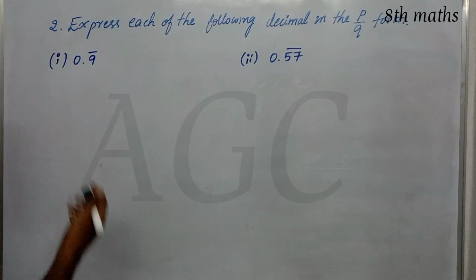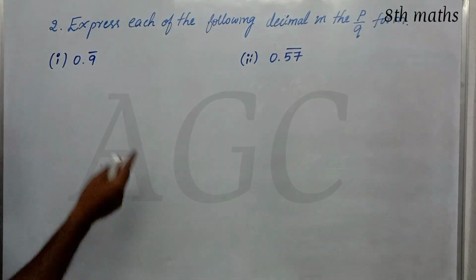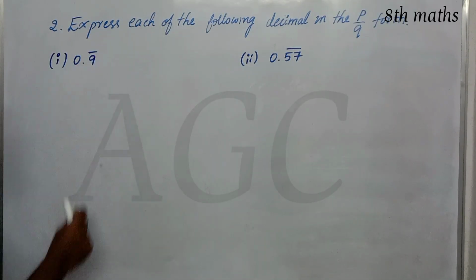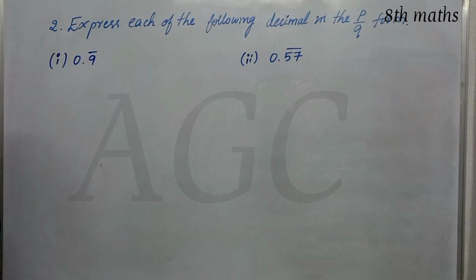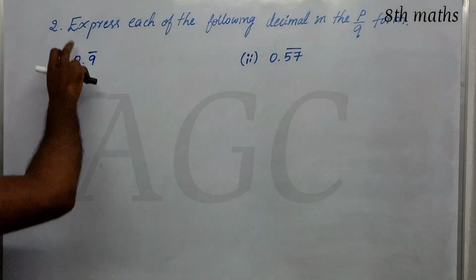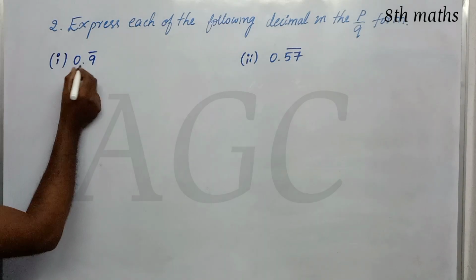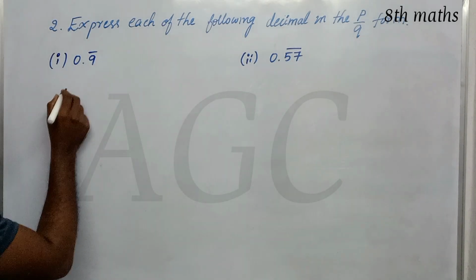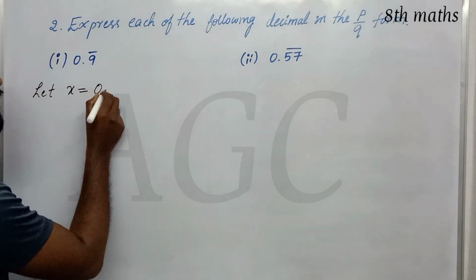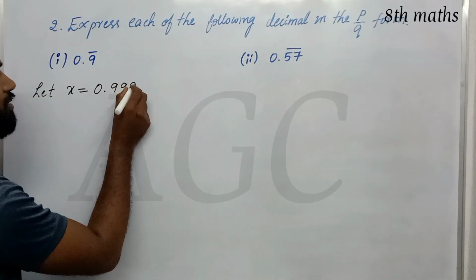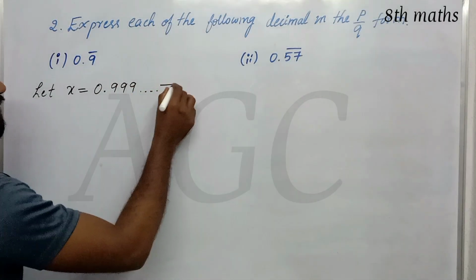The second question is also the same. Here some decimal numbers are given which are repeating. Here a bar is kept on the digit. The bar means you have to assume that this 9 is repeating and so on, a non-terminating decimal. So express each of the following decimals in the p by q form. Here 0.9 bar, that means let us consider x equals 0.999 and so on. So it is equation 1.